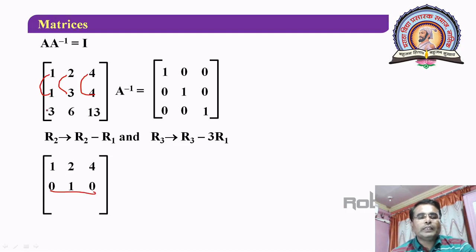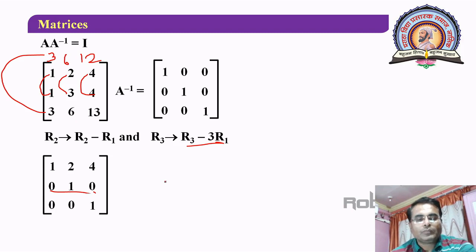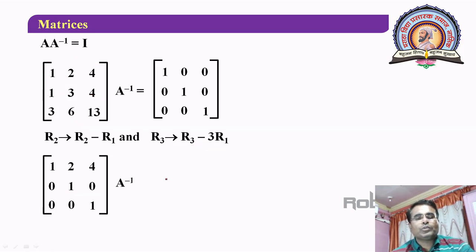Okay. Then next you have to multiply this by 3. So here you will get 3, 6 and 12. So R3 minus 3R1, multiply by 3 and subtract from this. So what will you get? 3 minus 3, 0, then 6 minus 6, 0, and 13 minus 12, it is 1. The same transformations you have to consider on the right hand side. So what will you get?